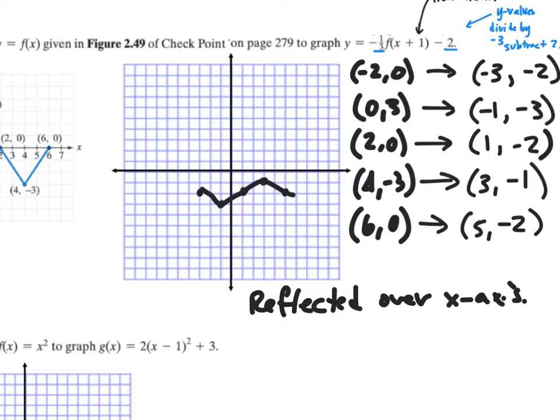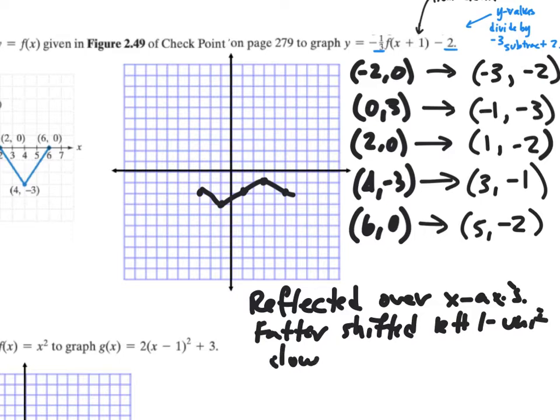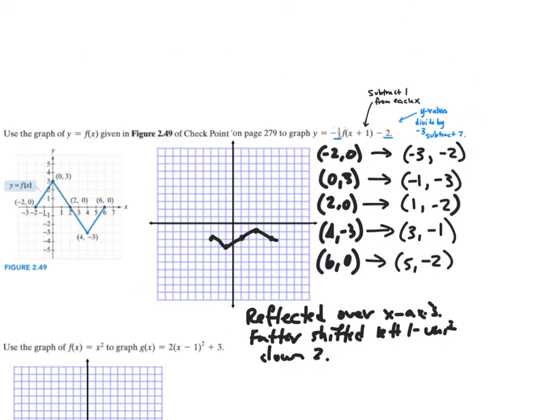The second thing that I've noticed is that it's gotten fatter, and then it's been shifted left 1 unit, and then down 2. So that's what's happening to the graph. Quite a bit happened there, but that's just me taking these original points and manipulating them based off of what the rules are to get my new points.